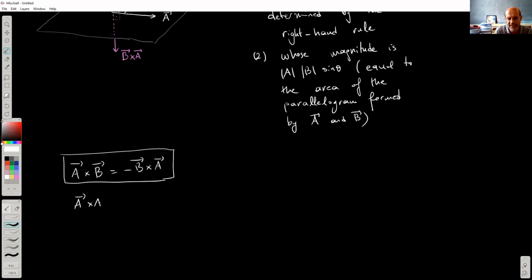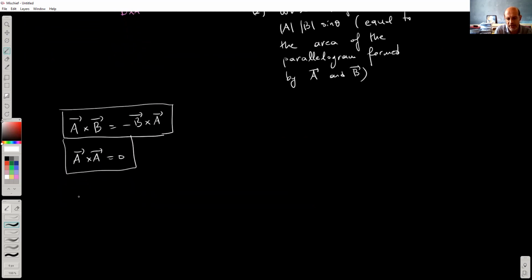Moreover, we have this: A cross A is equal to 0. So the cross product of a vector with itself is equal to 0. But that's just a special case of a general relationship. So A cross B is equal to 0 if and only if A and B are parallel or anti-parallel.